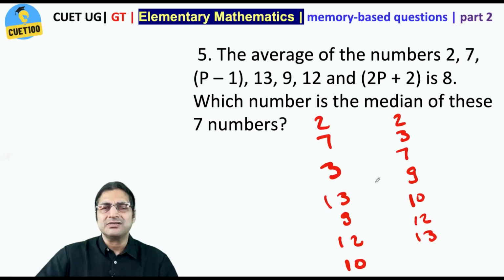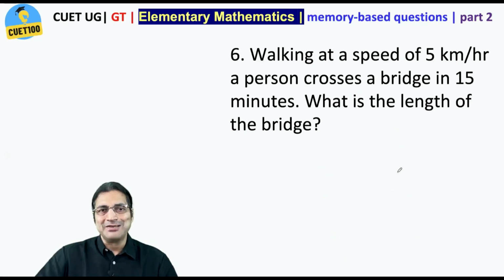There are 7 numbers. So, the middle one would be the median. So, your median is 9. Easy, isn't it? All right.